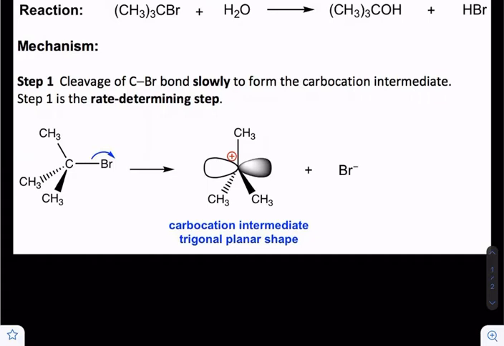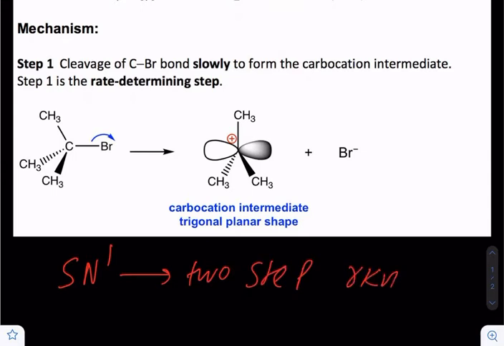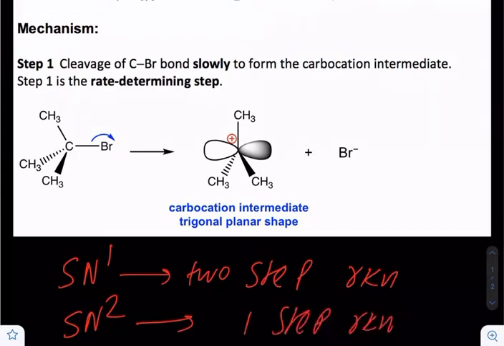The first difference here is that it is a two-step reaction. SN1 is a two-step reaction. So I know that's confusing, SN1 being two-step and SN2 being a one-step reaction. But once again, it's about the transition state of the reaction. So let's see here.